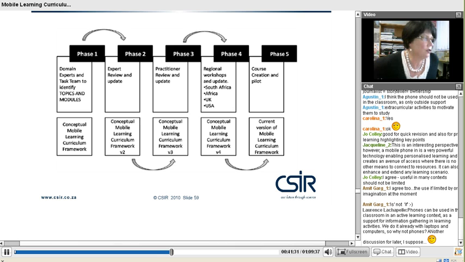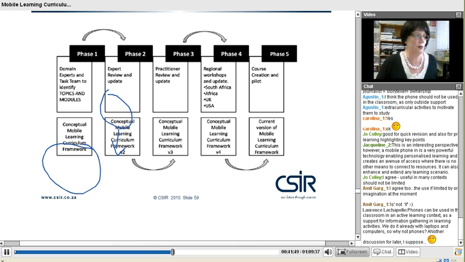So the curriculum was developed as follows. It's a design research that's taking place. Phase one was getting experts from all over the world and harvesting topics from the domain. From here, we developed a conceptual mobile learning curriculum. It has gone through expert review and update, and a version 2 was presented. We are now at phase 3, where practitioner review and update is happening.